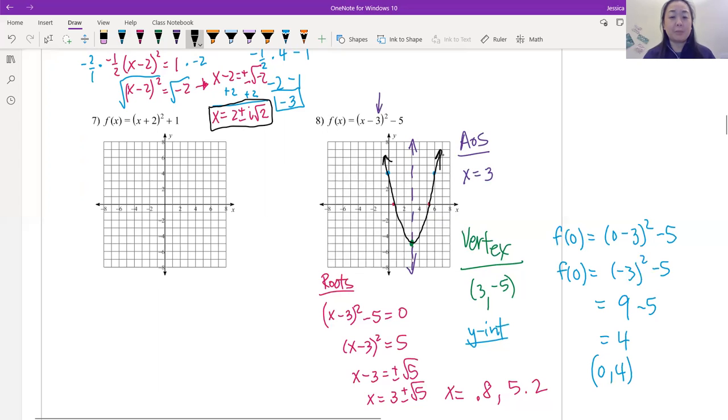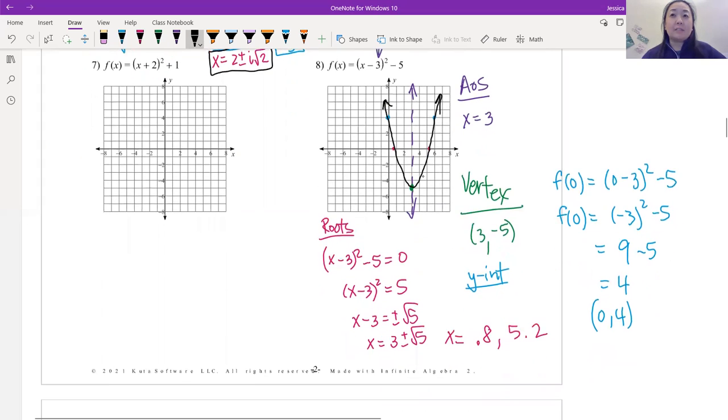There we go. Make sure you put in the arrows. All right, so that's how you graph a parabola in vertex form. All right, we're moving on.